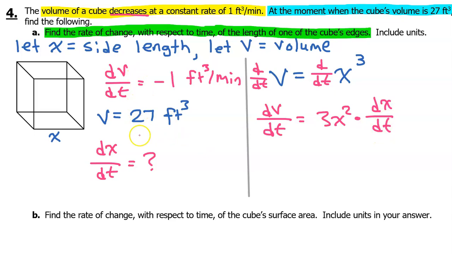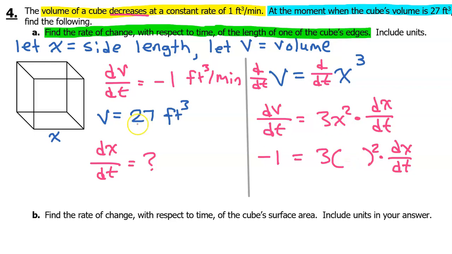So let's look back through our inventory and see if there's anything that we can substitute. We know that dV/dt is -1, so we can put -1 in right here. We know that the volume is 27. That doesn't directly show up here. And then we just have 3x squared, and I'm going to leave a space here for a minute, times dx/dt. We are looking for dx/dt, so we can't have any other variables. So we somehow need to find the value of x.